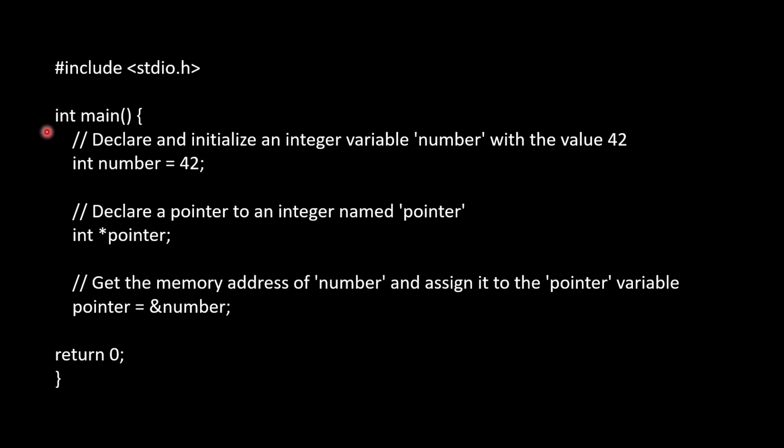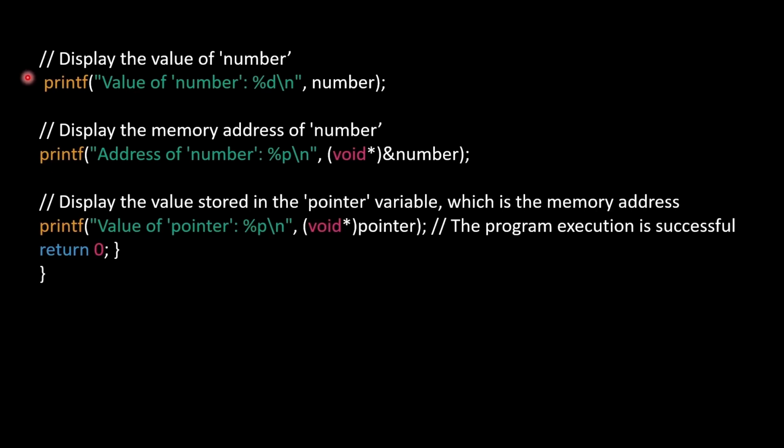So in this code, we have declared a main function, and inside the main function, we have declared and initialized an integer variable number. Then we have also declared a pointer to an integer named pointer. So we have a pointer variable. That pointer variable is pointing towards the memory address of the number, and we are getting the memory address using the ampersand operator. When we try to print the values, the first printf function will just print the value of number. The second printf function will display the memory address of a number, and the third printf function will display the value stored in the pointer variable, which is going to be the same.